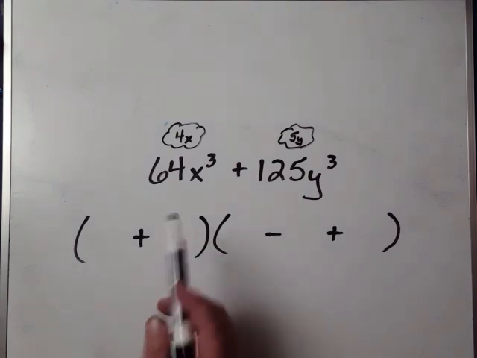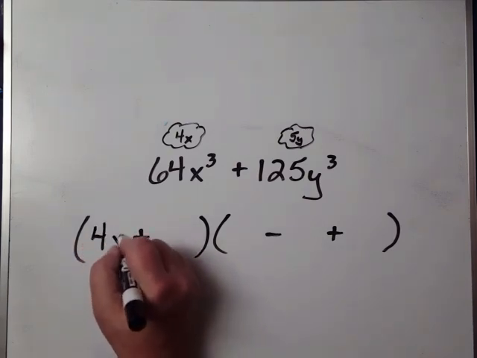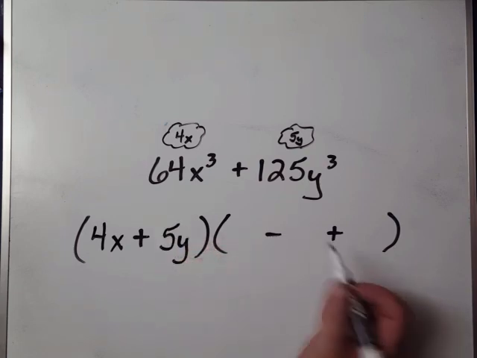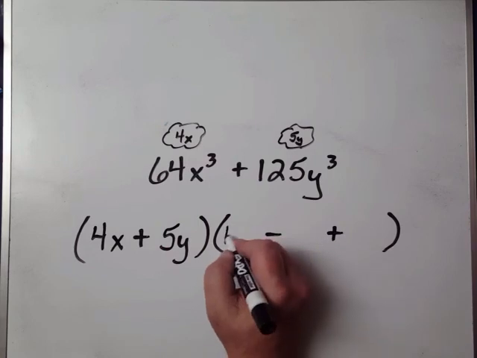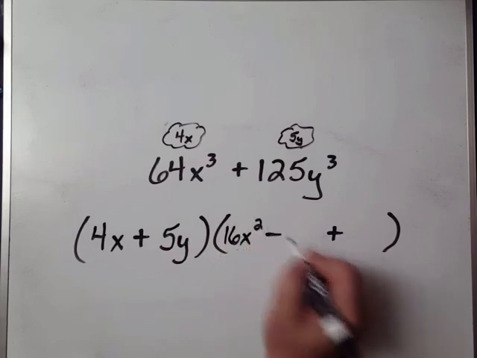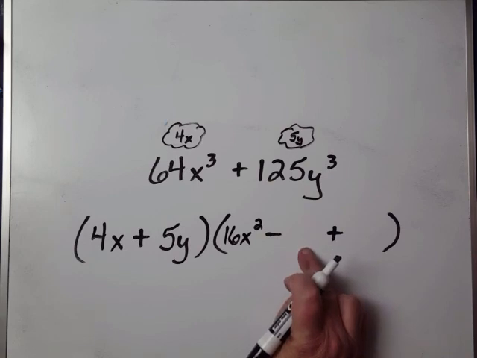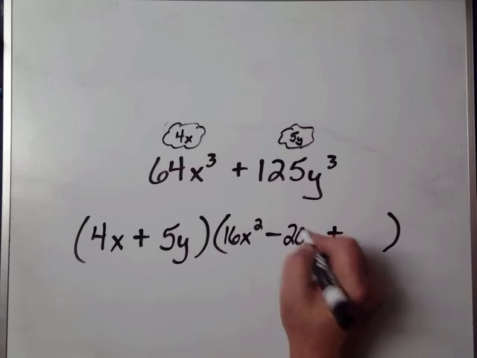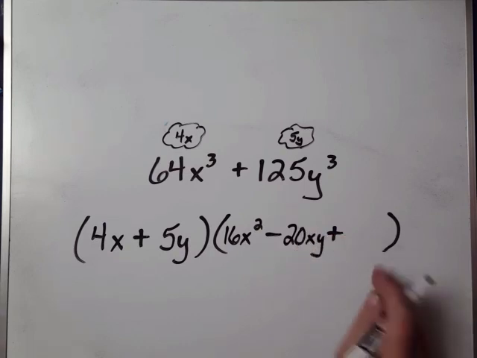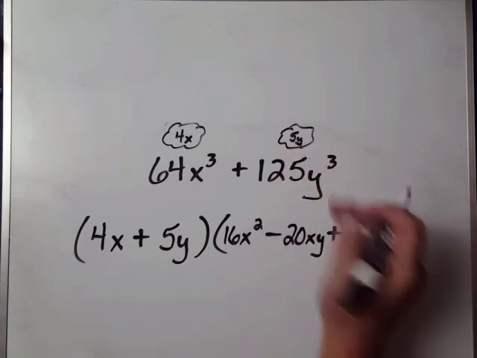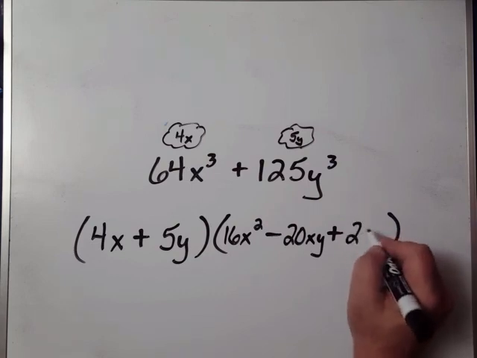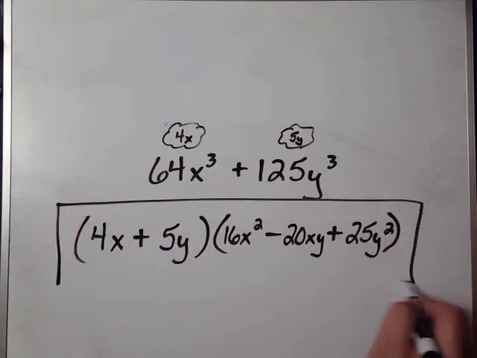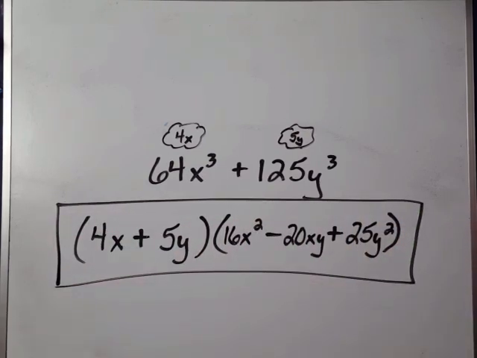Here we go. The first, 4x. The last, 5y. The first squared. You square 4x, square the 4, get 16, square the x, get x squared. Right here, first times the last, 4x times 5y, 20xy. And finally, the last squared. You square 5y, you get 25y squared. And that is factored completely. How'd you do?